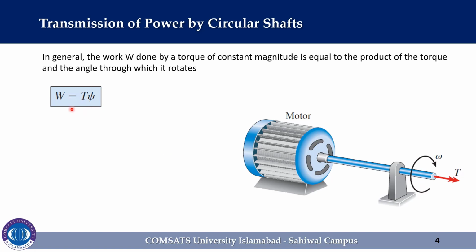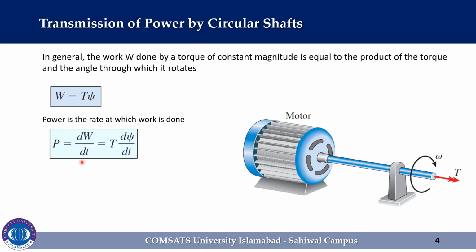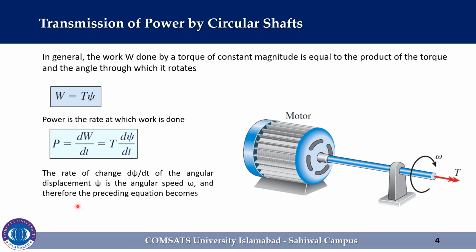We also know that power is the rate at which work is done, or work done per unit time, and it is represented as dW over dt. Here replace W with T psi. The expression becomes T d psi over dt, in which P is the symbol for power, t represents time, and the rate of change of the angular displacement psi is the angular speed. Therefore the preceding equation becomes P is equal to T omega.